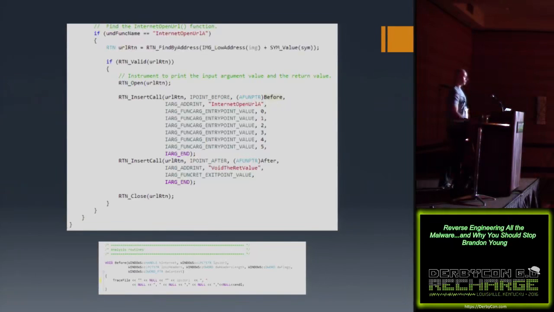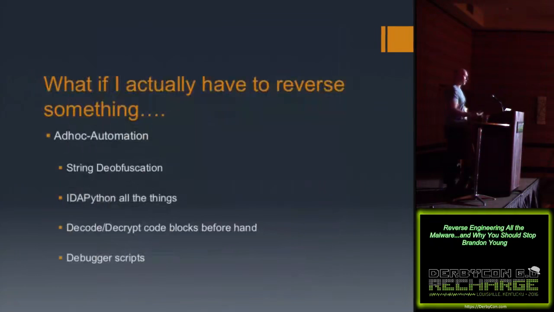But what if I actually have to reverse engineer something? There's ad hoc automation. A lot of times people write string deobfuscation scripts. You've got IDA Python, which I highly recommend. Or if you use Binary Ninja now, you can use Python right in there to deobfuscate things. You should always look for compressed or encrypted code inside of a binary, and if you can somehow decompress or decrypt that before running the malware or analyzing it, you can speed up a lot of time.